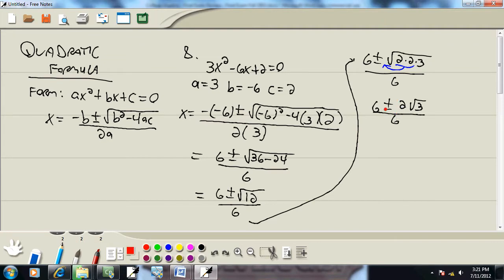Now, they should give it a name. It should be called the 3-number rule. But if you can divide this number, this number, and this number by the same number, you do so. They're all divisible by 2, so that gives us 3 plus or minus 1 square root of 3 over 3, which then gives us 3 plus or minus square root of 3 over 3 as our answer.